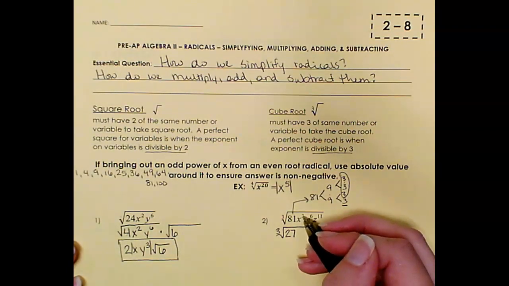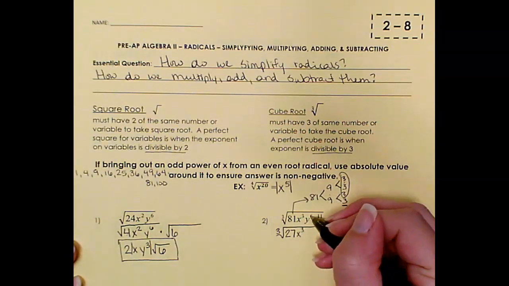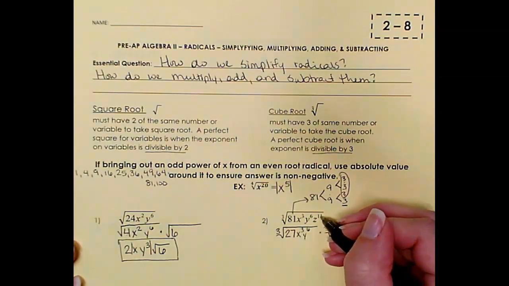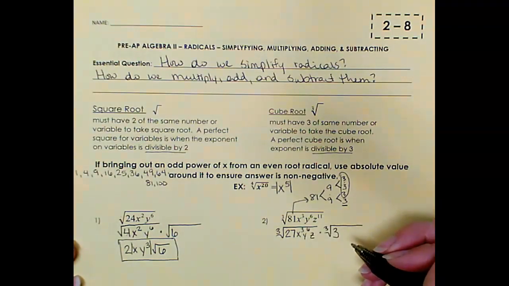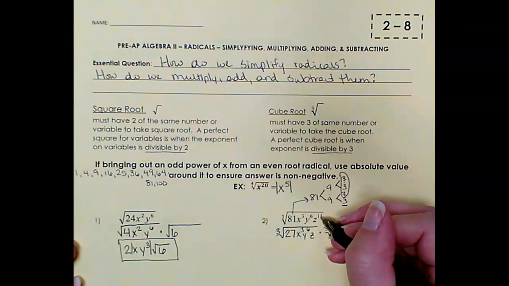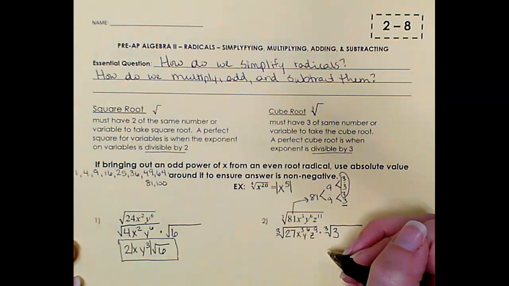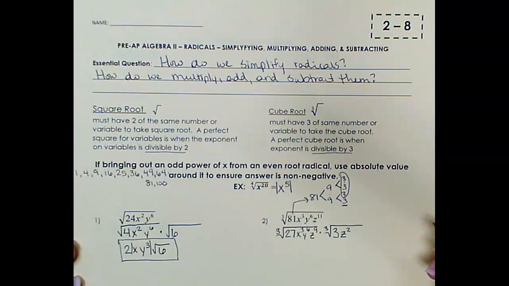X cubed has a 3 as an exponent, and that's divisible by 3, so this is a perfect cube. Y to the power of 6 is a perfect cube. Z to the power of 11 is not, because 11 is not divisible by 3, so if I bump it down until I have something divisible by 3, then that'll be a perfect cube. So 10 isn't divisible by 3, but 9 is. So Z squared will go in the leftover radical. 9 plus 2 is 11.